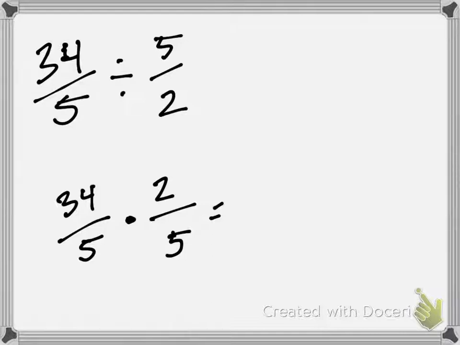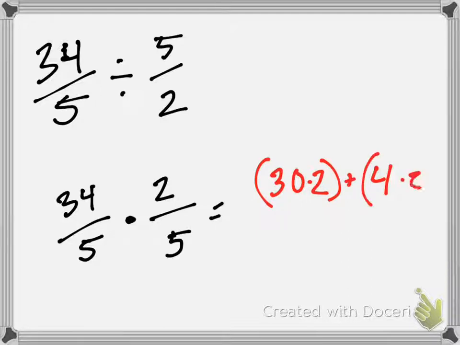34 times 2. If you don't know this, it's easy to break up into pieces. So I want to do this. We've done this before in your earlier classes. We do 30 times 2 and then add 4 times 2. That's an easy way to remember it if you don't know how to do it. We split 34 into 30 and 4. This is times 2, and then this is times 2.